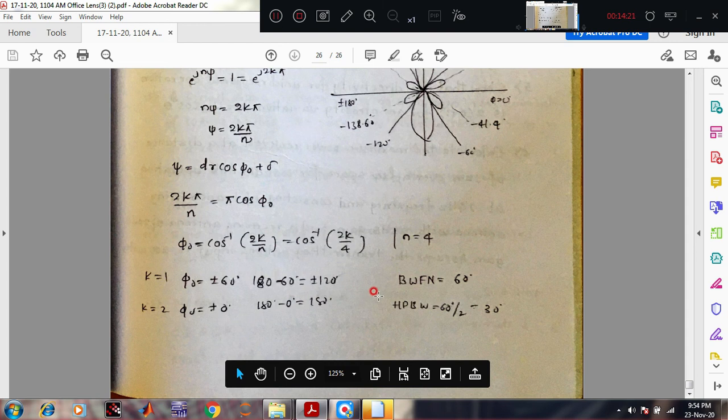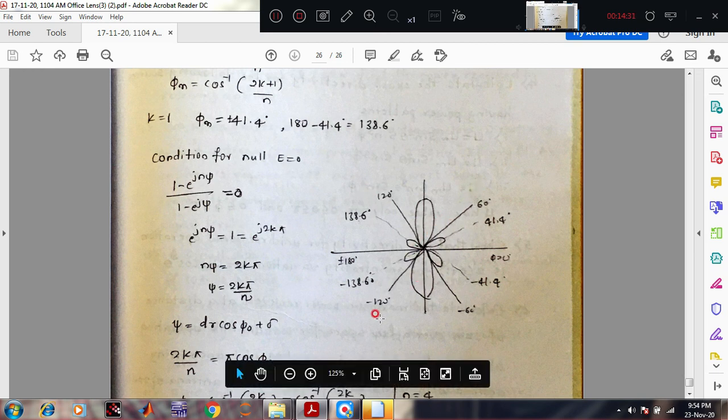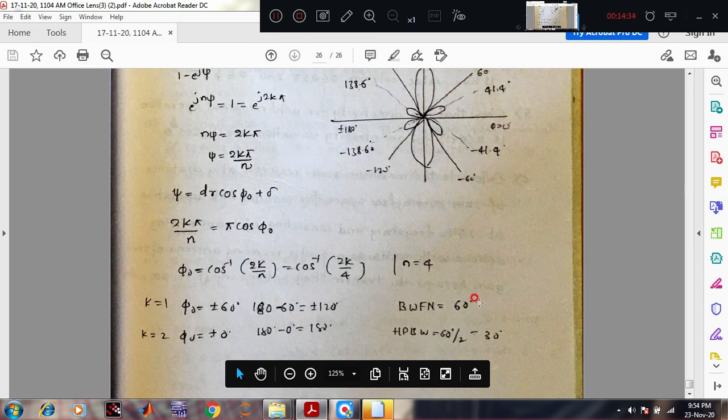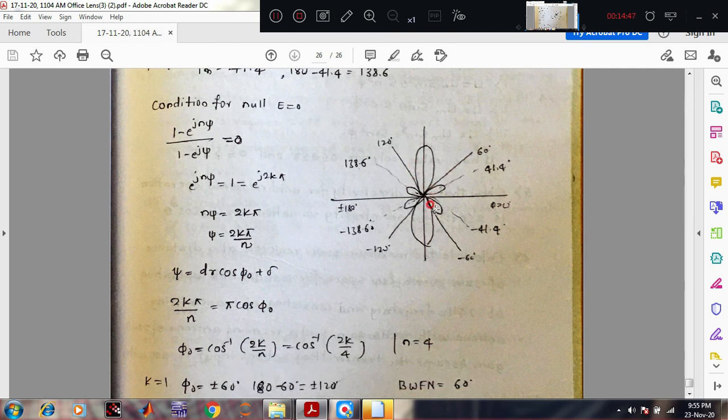See, whatever the angles we obtain now here are the null angles: 60 degree, 120 degree, minus 60, minus 120 degree. Then beamwidth between first nulls is what? 60 degree, and half power beamwidth will be what? 60 by 2 will be 30 degree. So this is how the radiation is, it's a broadside array, right? So these angles, 41.4, minus 41.4, 138.6, minus 138.6, are the minor lobe maxima.